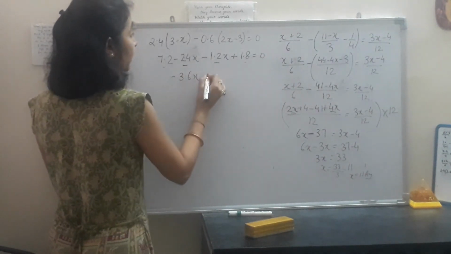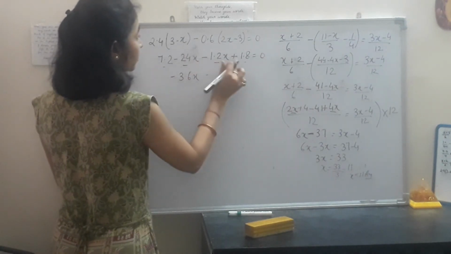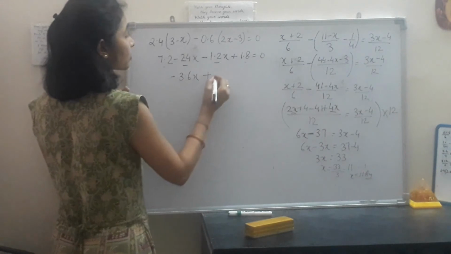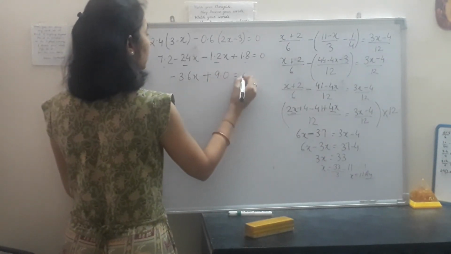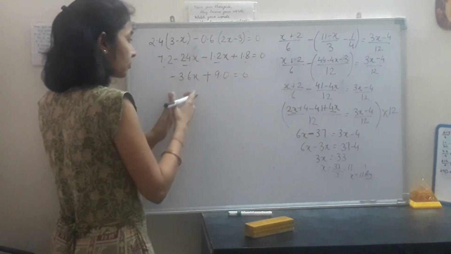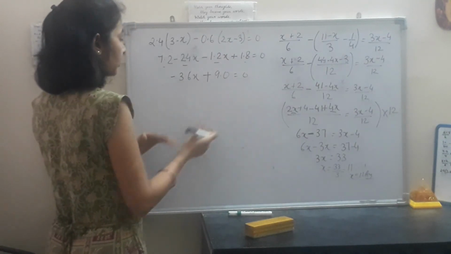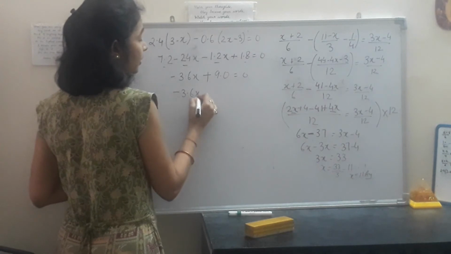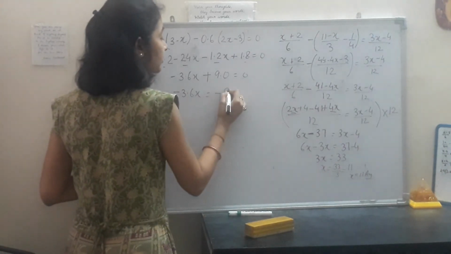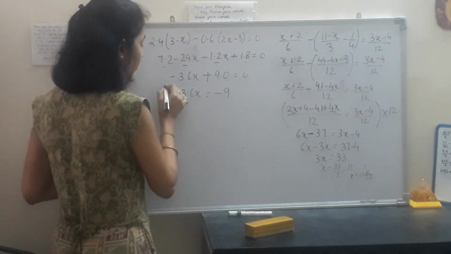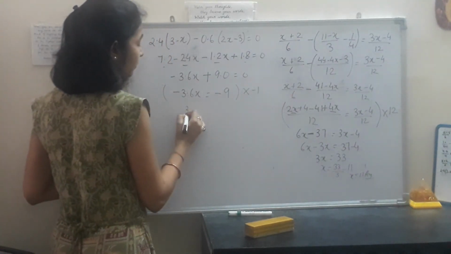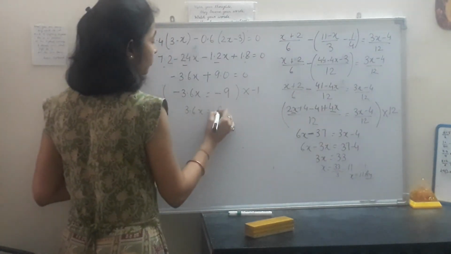7.2 plus 1.8, both are positive, so we will put a positive sign here. So 9.0 we are getting is equal to 0. Now keeping x on this side and taking the other term to the next side, what do we get? Minus 3.6x is equal to minus 9. Now both of them are negative, so we will just multiply both sides by minus 1, so we get 3.6x is equal to 9.